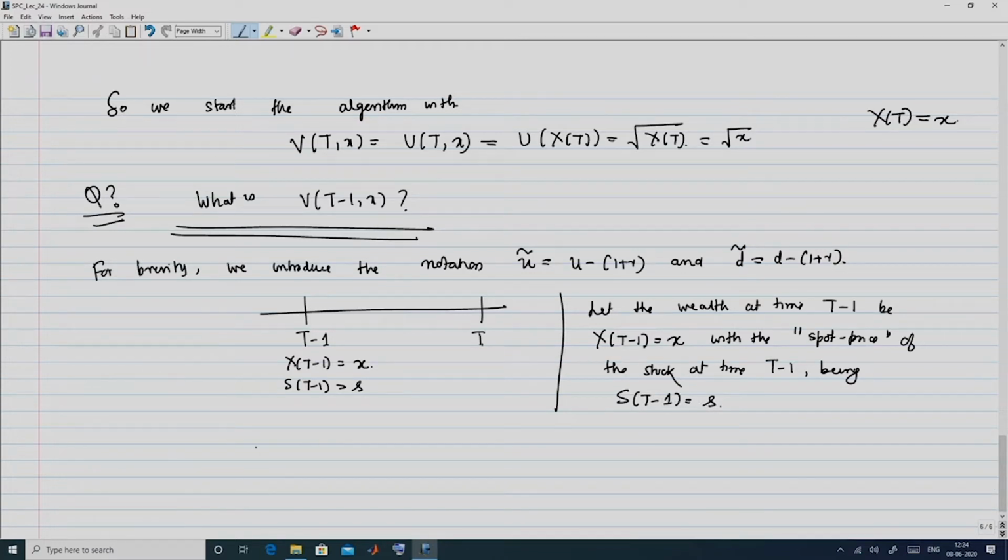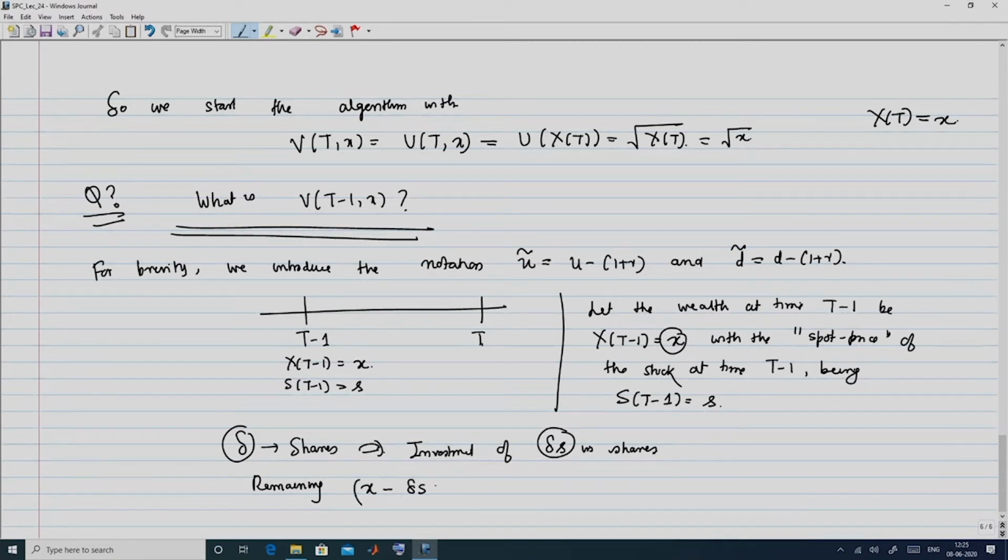Okay, so what is our strategy? Recall that we are going to buy a delta number of shares, and this would mean an investment of an amount delta s in stocks, and this gives the remaining amount. You had an amount of x, out of which you have invested an amount of delta s. So, this remaining amount of x minus delta s is invested at the rate of r per period.